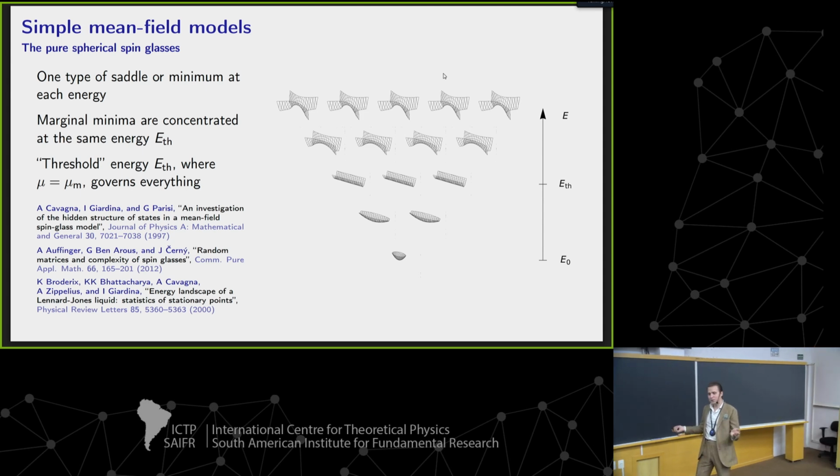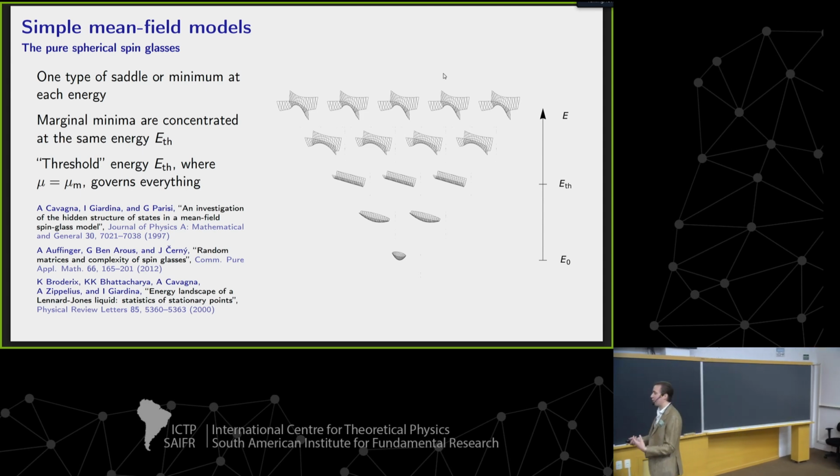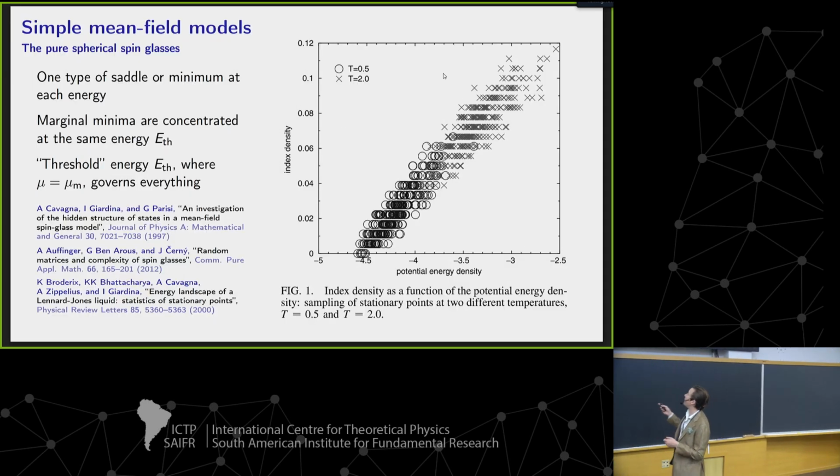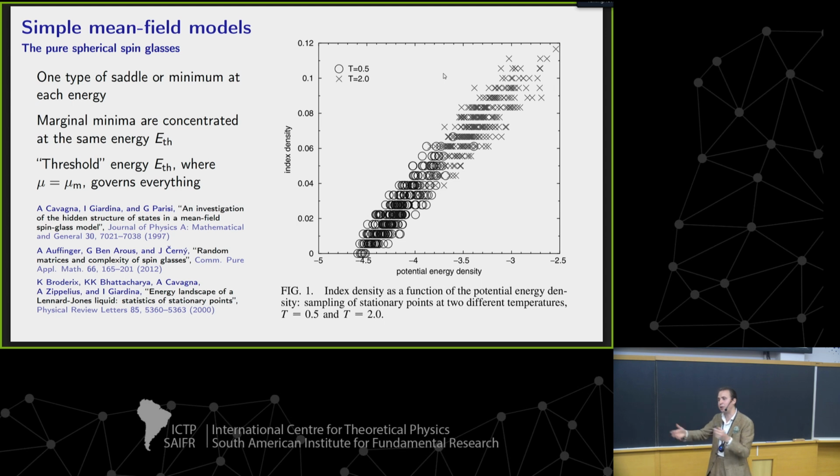Now, you might hope to export this intuition to other things. For instance, this is a similar plot of index density versus energy in actual numeric Lennard-Jones liquids. And you can see there's a kind of linear dependence of the index density on the potential energy density, but it's not quite sharp. There's not a one-to-one correspondence. There's some breadth here. I'm not sure how it goes in large N. Yes.